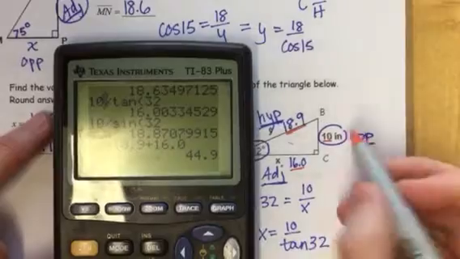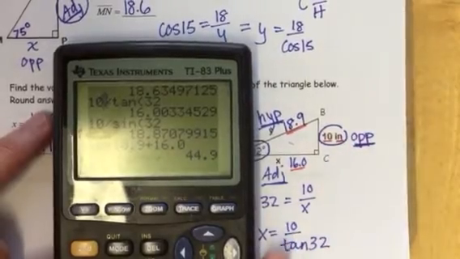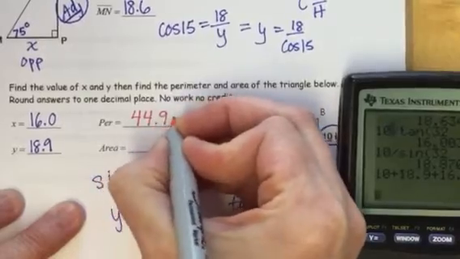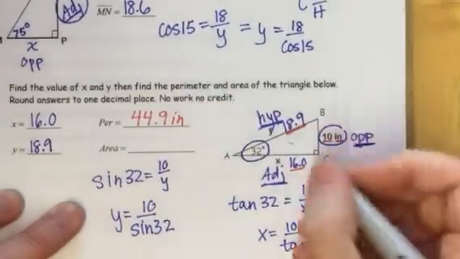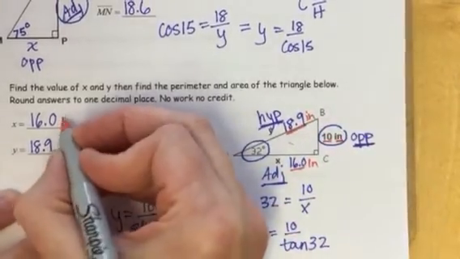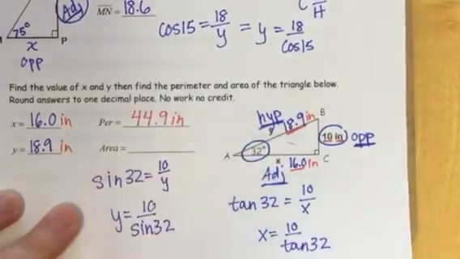44.9. They've labeled this in inches, so I'm going to label mine in inches as well. 44.9 inches. And in fact, these 2 side lengths are both inches as well. It wouldn't hurt to call those inches, but we don't have to.